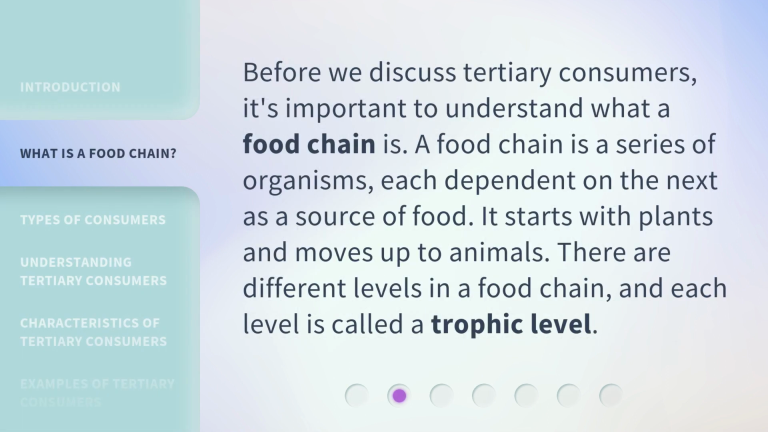Before we discuss tertiary consumers, it's important to understand what a food chain is. A food chain is a series of organisms, each dependent on the next as a source of food. It starts with plants and moves up to animals. There are different levels in a food chain, and each level is called a trophic level.